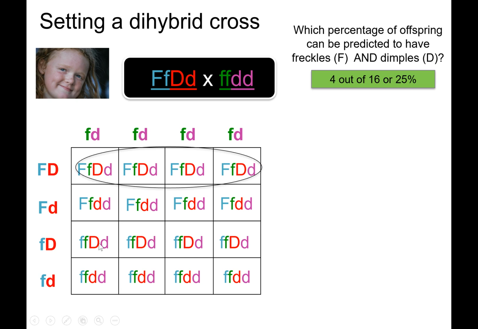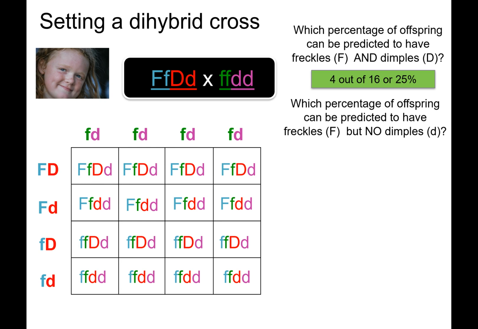So for this, the rest of them, they would not have that possible combination. If you look at them, this person has freckles, but they don't have dimples, all in that row. These people don't have freckles, but they have dimples, and these people in this row don't have any possible combination of those. So only the first row, 4 out of 16, or 25%.